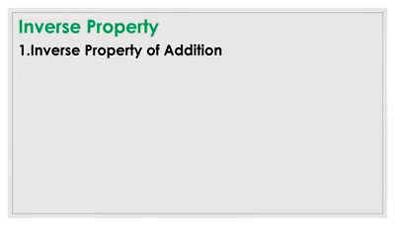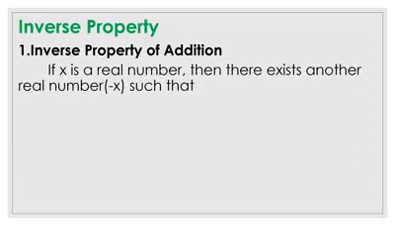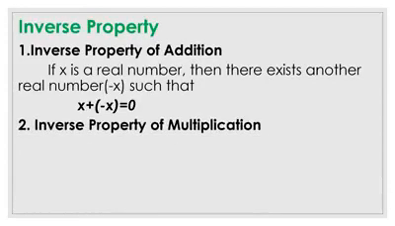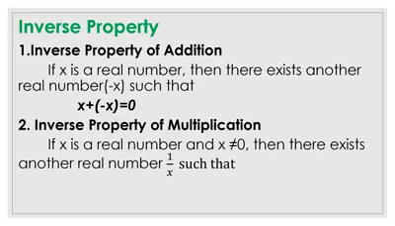Next is the inverse property. We have the inverse property of addition. If x is a real number, then there exists another real number, negative x, such that x plus negative x equals 0. And then in the inverse property of multiplication, we have, if x is a real number, and remember that x is not equal to 0, then there exists another real number, 1 over x, such that x times 1 over x equals 1.